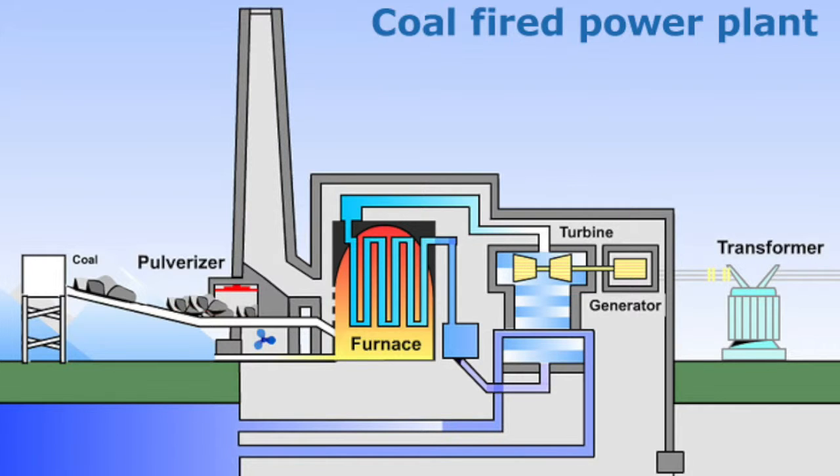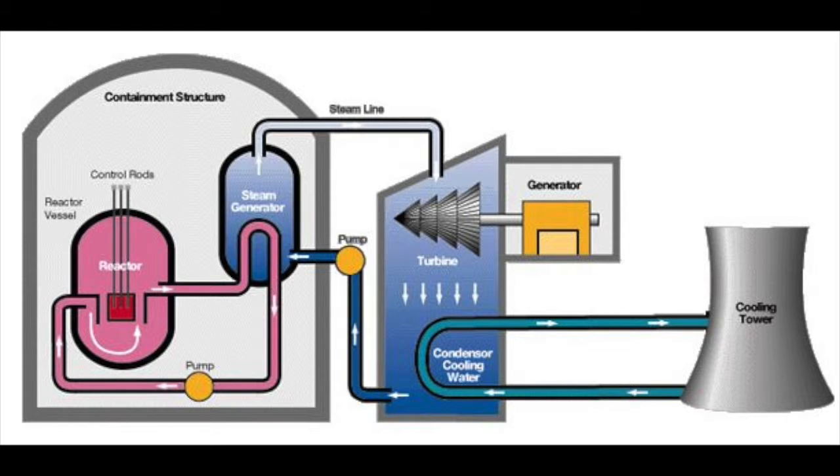Power plants that depend on atomic energy don't operate that differently from typical coal-burning power plants. Both plants heat water with pressurized steam, which drives the turbine generator which produces electricity.